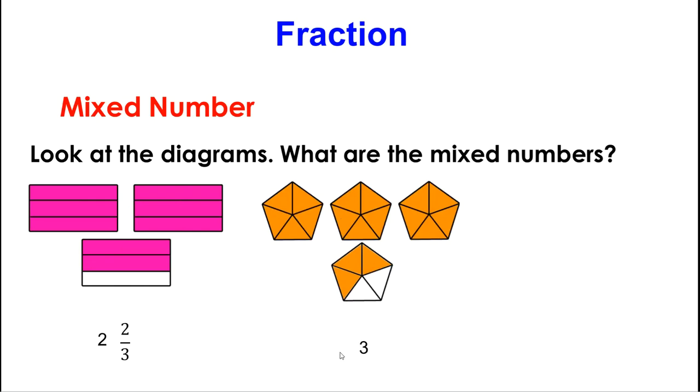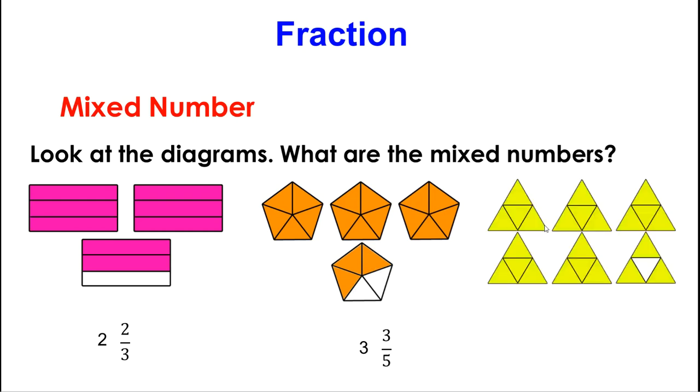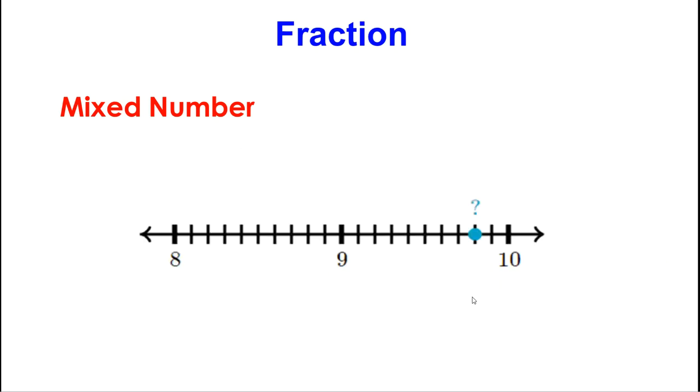How about here? I have 3 wholes, 1, 2, 3, 4, 5 equal parts, 3 are shaded in, 3/5. And what's my mixed number in this diagram? 1, 2, 3, 4, 5 wholes and 3/4. Excellent job.